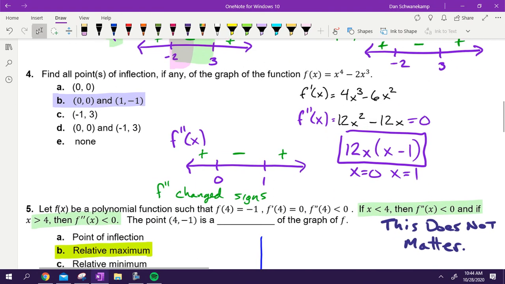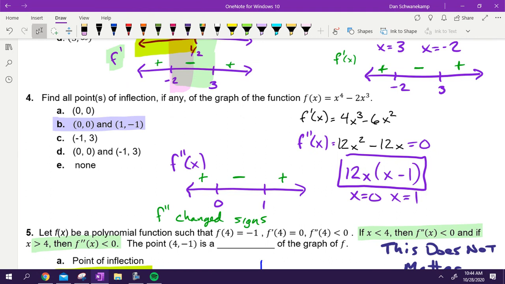Number 4, to find inflection points, I wanted to look at the second derivative. I found the second derivative. I set it equal to 0 and I solved. I got 0 and 1. I put it on the sign chart. Whenever f double prime changes signs, that's a point of inflection. So it happened at x is equal to 0 and 1. It's a little weird that it's written as an ordered pair. They got 0, 0 by taking 0 and plugging it back into the original. And they got negative 1 by taking 1 and plugging it back into the original.